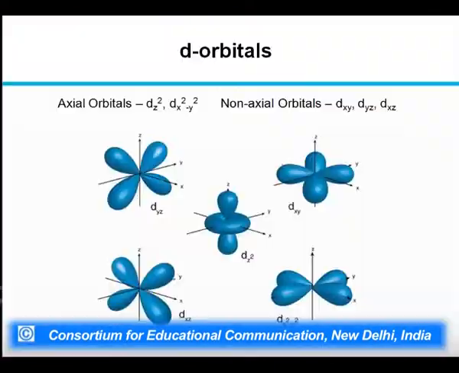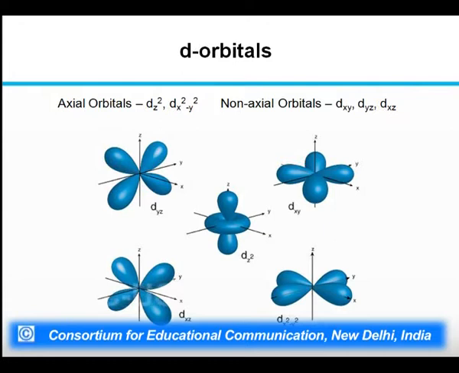So, d orbitals are 5 in number, although the wave functions corresponding to these d orbitals are 6. But the dz square orbital is obtained by a linear combination of dz square minus x square and dz square minus y square. Therefore, its electron density is predominantly along the z axis. It also has some electron density in the xy plane, and it is called an axial orbital.